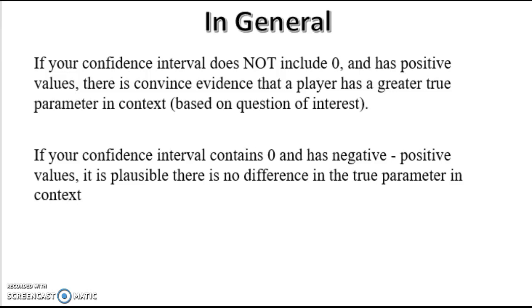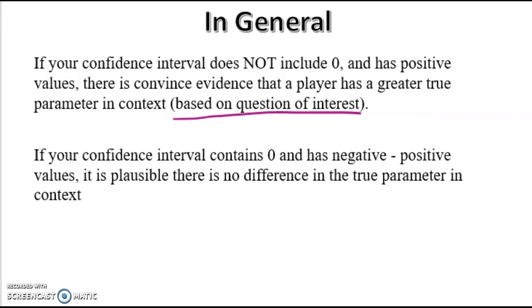So this slide is probably the most important slide of this lesson. This is the general idea. If your confidence interval does not have 0 in it and is positive, there is convincing evidence of a greater true parameter in context. That also depends on the question of interest. If I'm talking about him having a greater true mean to take a test on a computer versus on paper, then I expect a positive interval if he's doing better on a computer. Whereas if I get a negative interval, that means I would have evidence that he did not do as well on a computer, or he did better on paper.